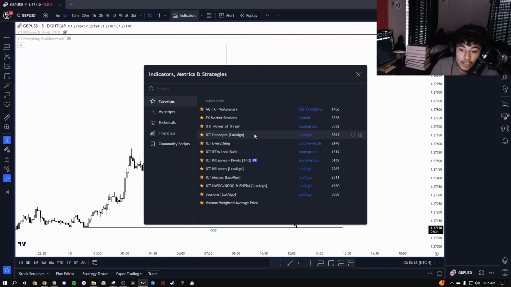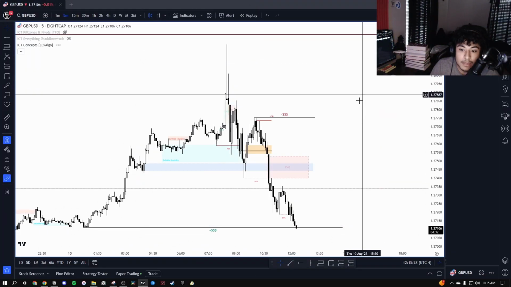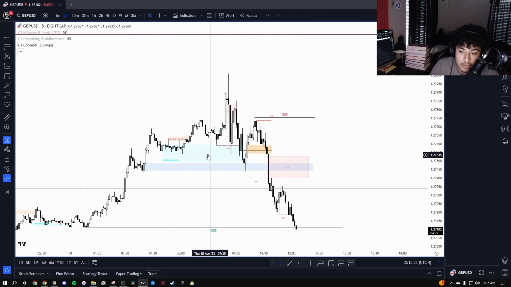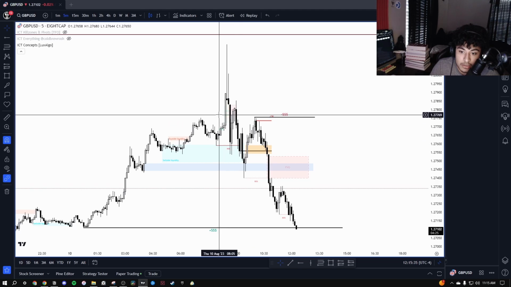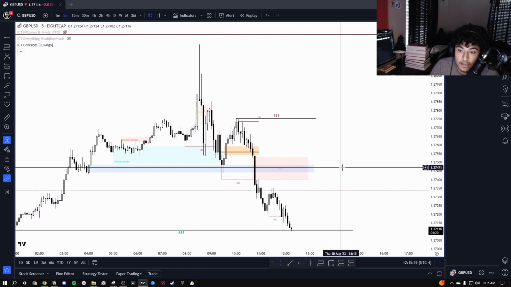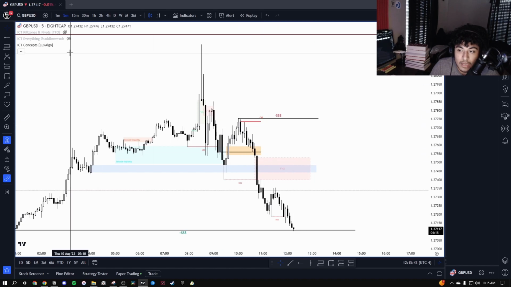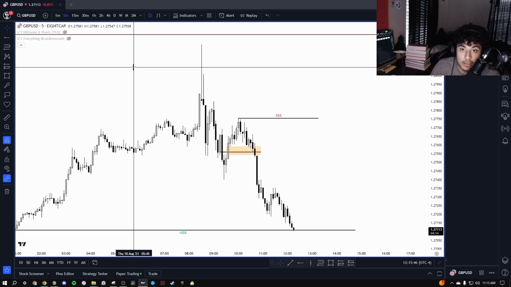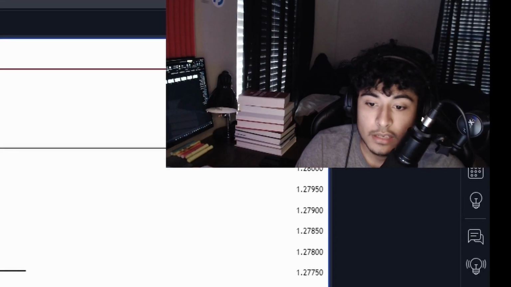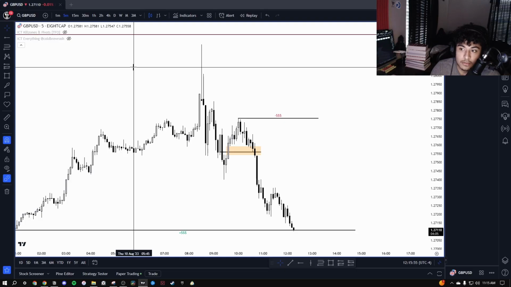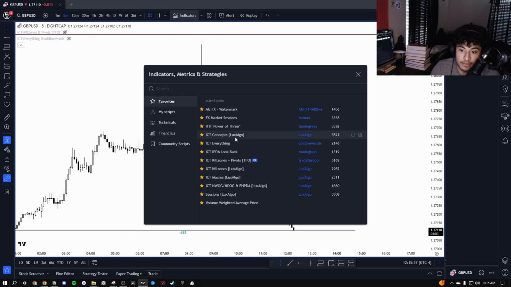The next one would be ICT Concepts Lux Algo. Basically this one is just showing you everything: the market structure, sell side liquidity, buy side liquidity, market structure shift, fair value gap, and negative order block. But I wouldn't recommend this one if I'm being completely honest. I would rather you draw the confluences on your chart, and eventually you're going to get way better at drawing them. So I wouldn't recommend this.